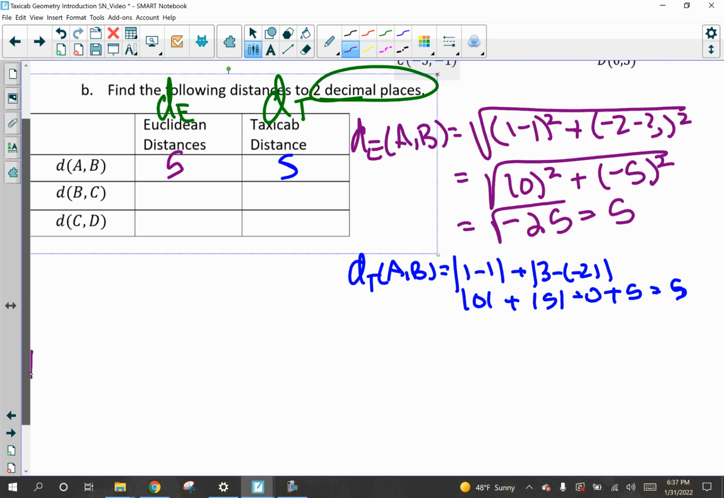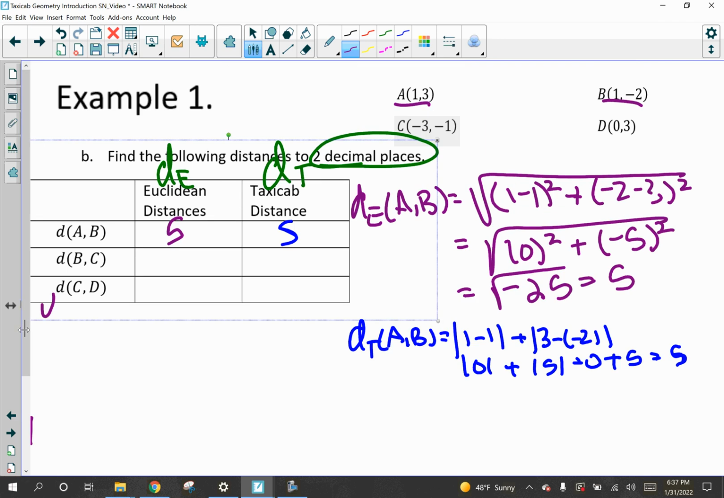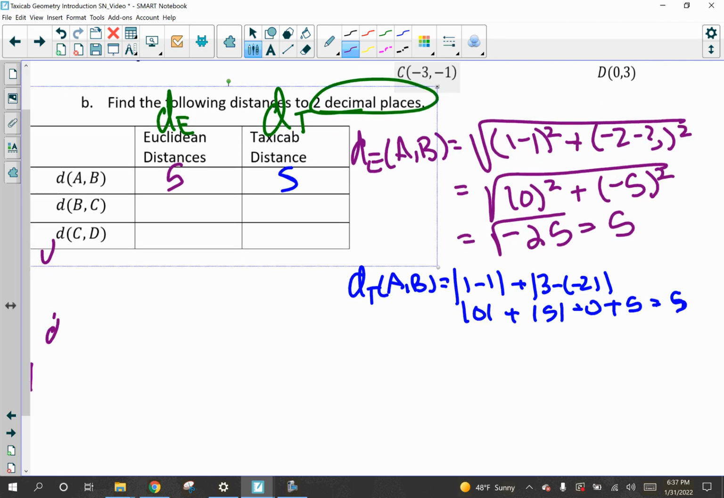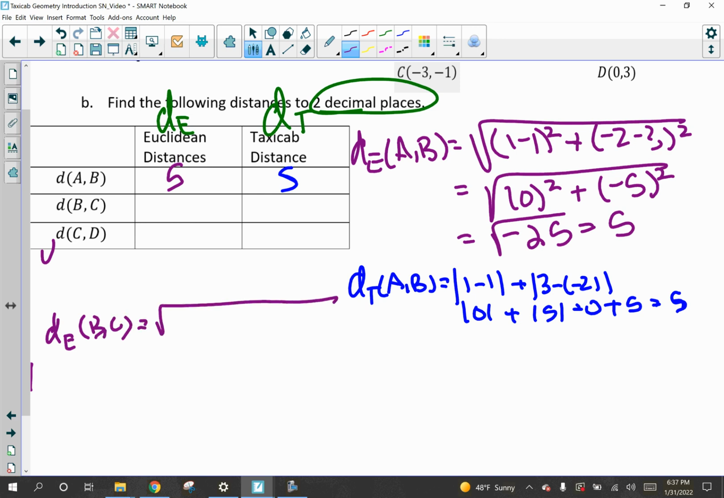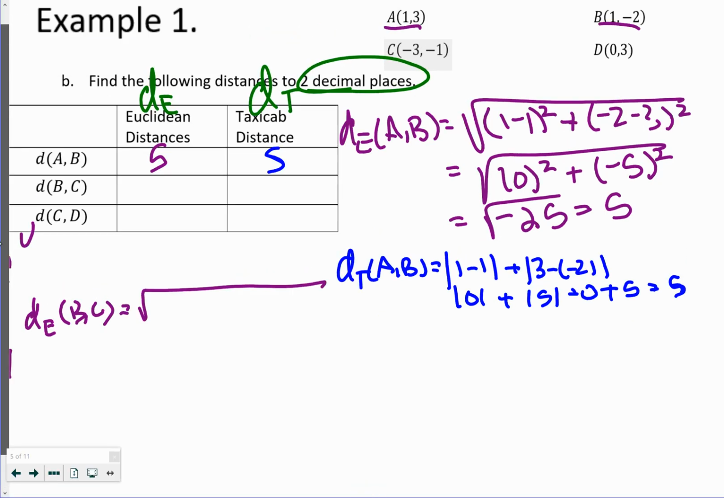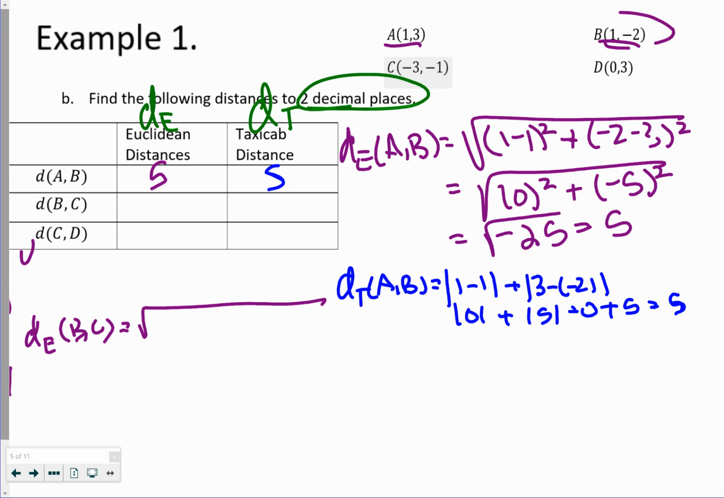Let's look at BC now. Let's find the Euclidean distance here between B and C. Square root. It would probably help if you actually look at the values here. So BC now, we're using B and C. We'll have -3 minus 1 squared plus -1 minus -2 squared.